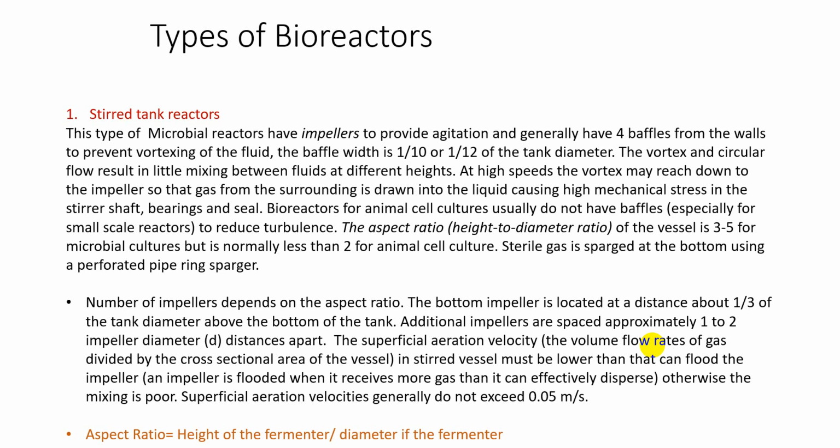In the stirred vessel it must be lower than that which can flood the impeller. An impeller is flooded when it receives more gas than it can effectively disperse. Otherwise, the mixing is poor. And superficial aeration velocities generally do not exceed 0.05 meters per second.